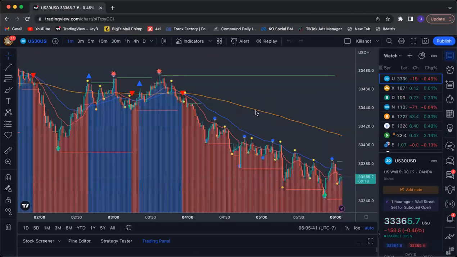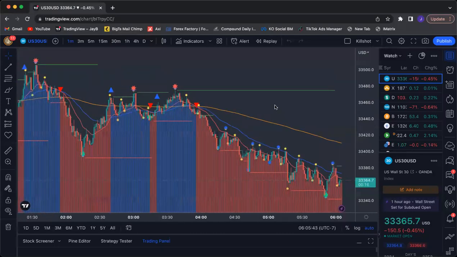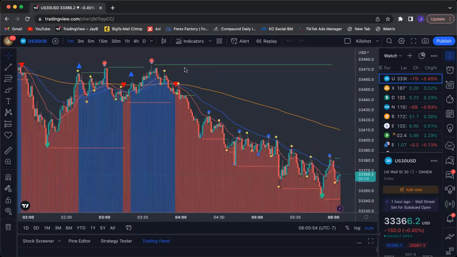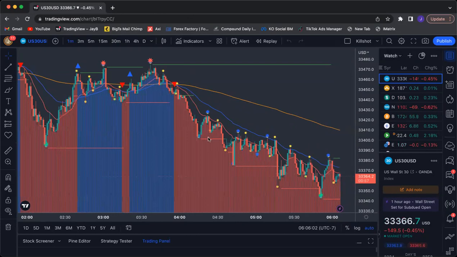Now, support and resistance levels, why do we use them? Okay. So let's start with what they actually are. What are support and resistance levels? On these charts, our support and resistance levels are labeled automatically, green being resistance and red being support.